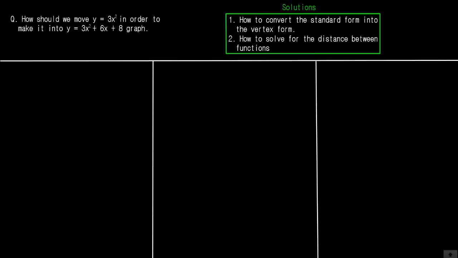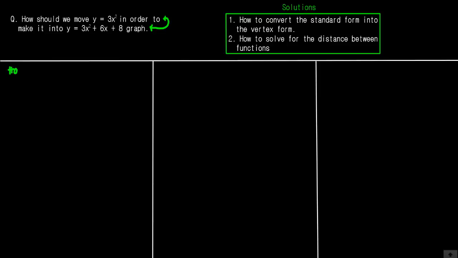Move y is equal to 3x squared in order to make it into y is equal to 3x squared plus 6x plus 8 graph. We are trying to see how much we need to transform our y is equal to 3x squared graph in order to get our y is equal to 3x squared plus 6x plus 8 graph.